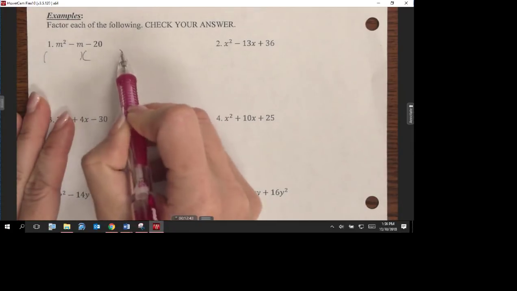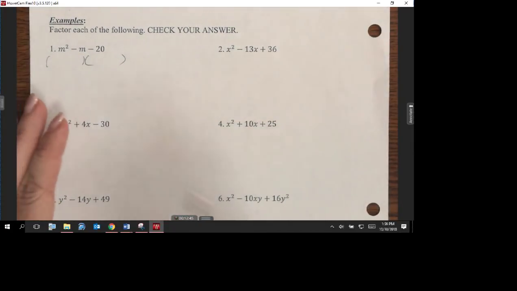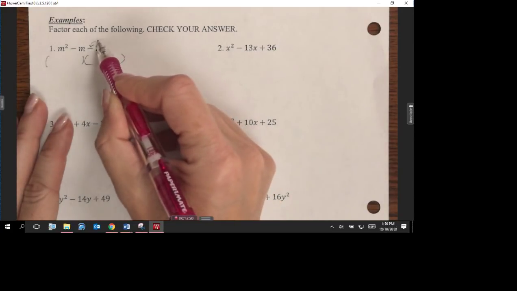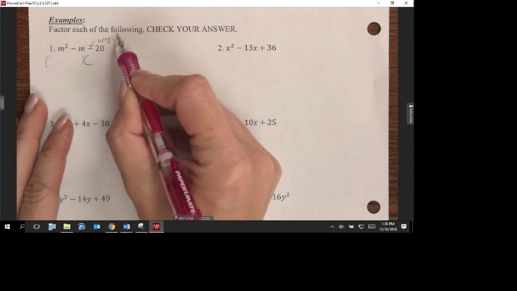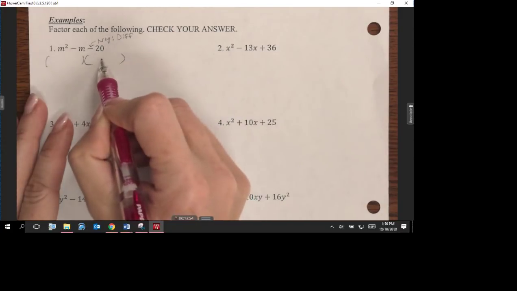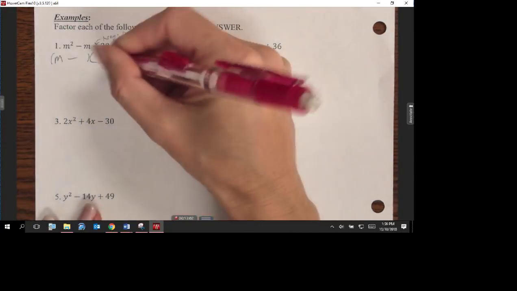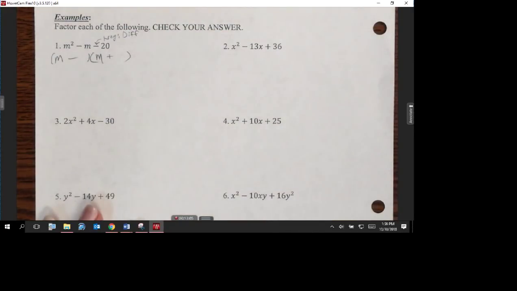Is there a GCF for number 1? So then we say, what signs do we need? This one is negative, which means different signs. It doesn't matter which is which, okay? It doesn't matter if you put the plus first or the minus first. It does not matter. It has to be m and m. I saw a lot of you had that.